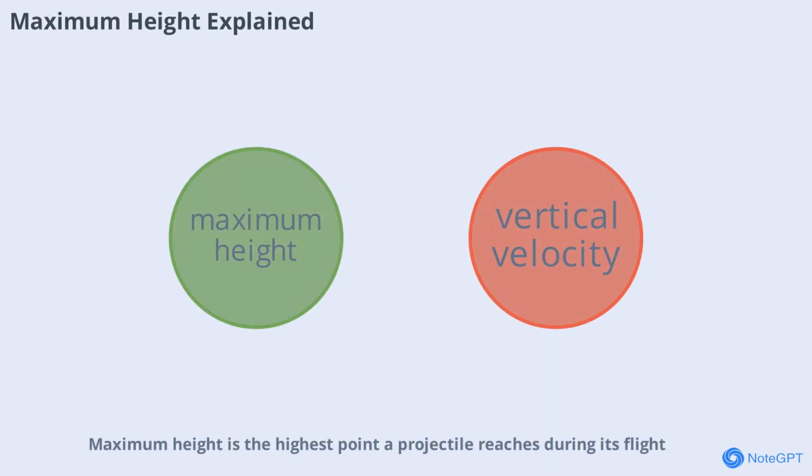Maximum height is the highest point a projectile reaches during its flight. It occurs when the vertical component of velocity becomes zero, right before the object starts descending. Calculating maximum height helps us understand how high a projectile will go, which is important in sports like basketball or volleyball. The higher the initial vertical velocity, the greater the maximum height.